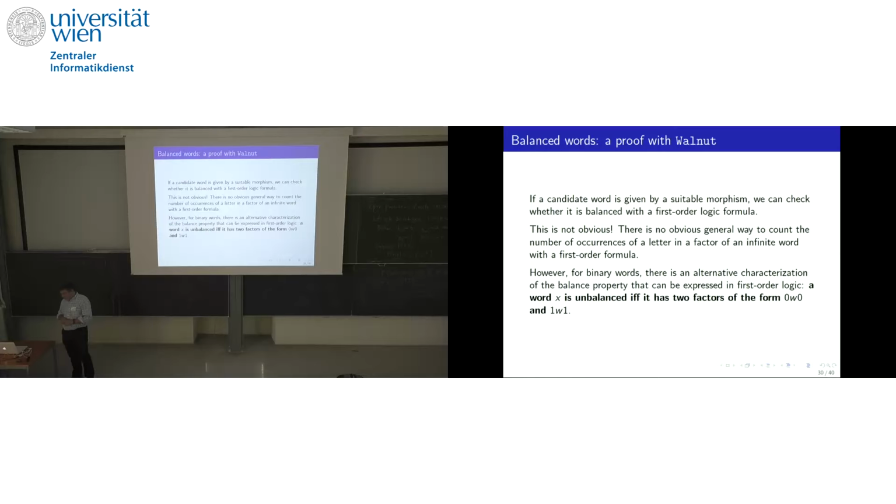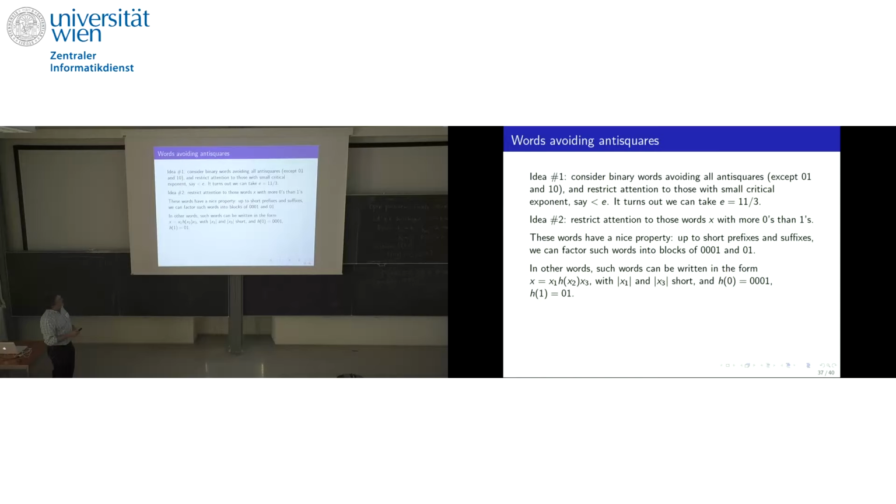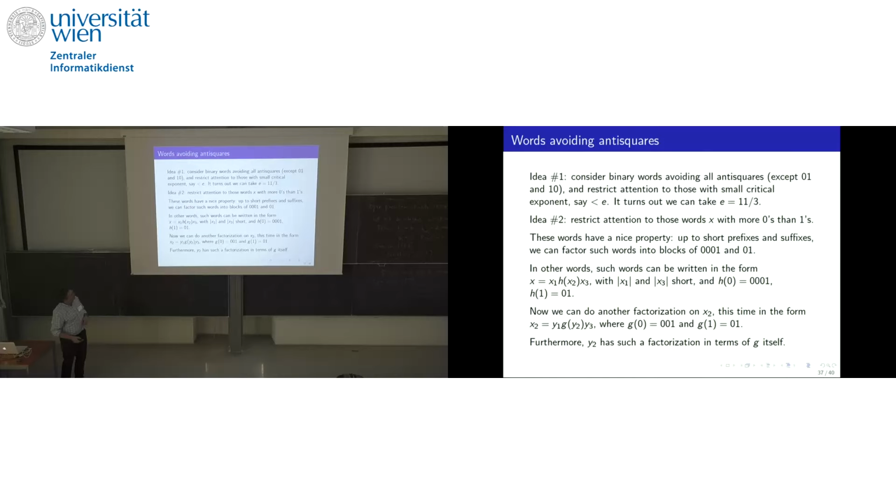Any further questions? My question concerns slide 37. When you spoke about avoiding antisquares, you said that you consider the density of letter 0 bigger than the density of letter 1. Well, I didn't catch why you do not consider when the density of both letters is 1/2. I'm sorry, say again, more zeros than ones? Is that the question? No. When the density of letter 0 is the same as the density of letter 1.